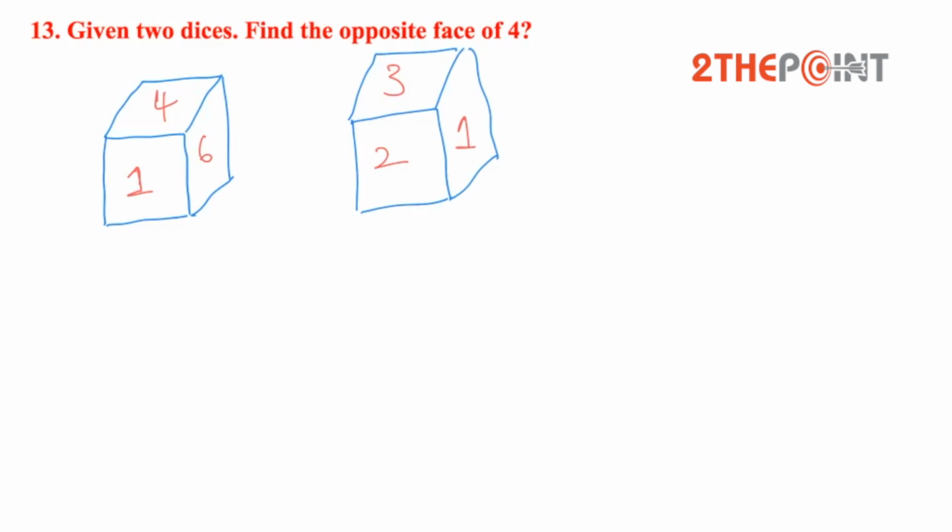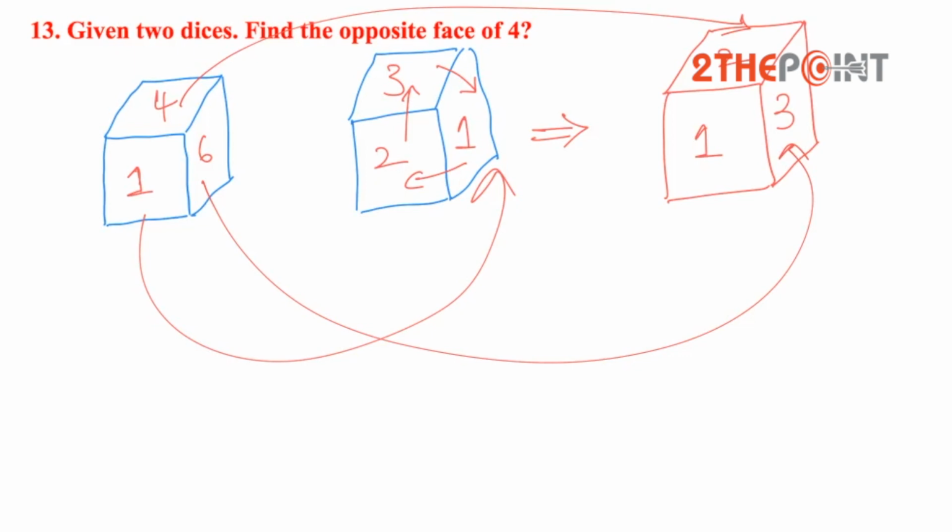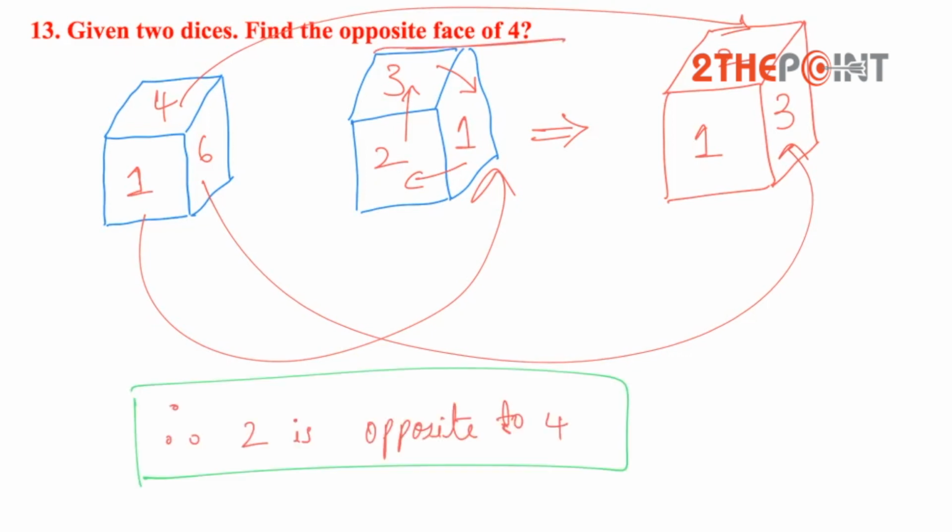Given two dice, find the opposite face of 4. Here you can see only one number is common, that is 1, irrespective of its face, and all other numbers are different. Therefore, shift the position of the second dice one step to the left, that is in the anti-clockwise direction. Now, draw the equivalent of the second dice. Clearly, you can see that 4 is opposite to 2 and 6 is opposite to 3. You have been asked to find the opposite face of 4. Therefore, 2 is opposite to 4.